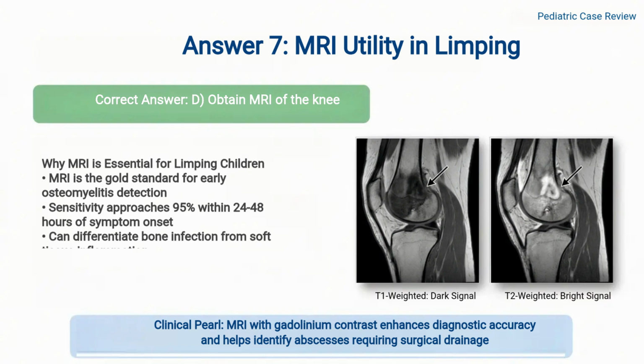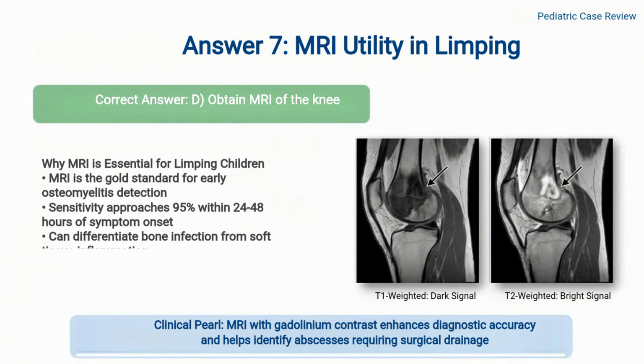Magnetic resonance imaging detects early marrow edema and subperiosteal collections within 24 to 48 hours of symptom onset, with a sensitivity approaching 95%. It can differentiate bone marrow infection from soft tissue inflammation, cellulitis, and abscess.